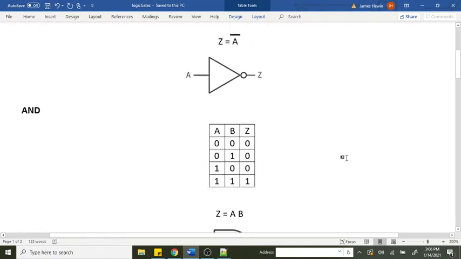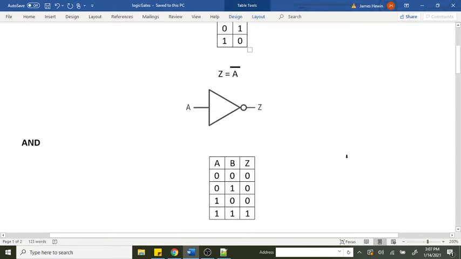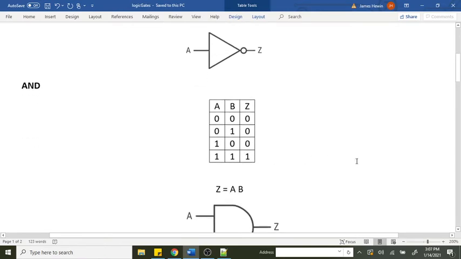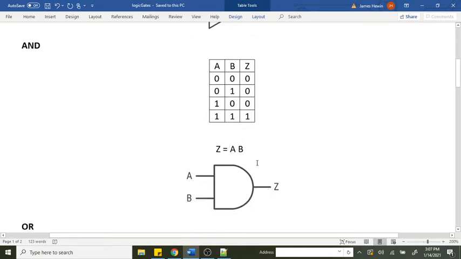The AND gate can have multiple inputs, but for this video we'll just stick with 2 input gates. And what an AND gate does is it takes its inputs, and in order for the output of the gate to be a logic 1, all the inputs have to be logic 1. So if this AND gate had 4 inputs, then all 4 inputs would have to be 1 to produce a logic 1 on the output.